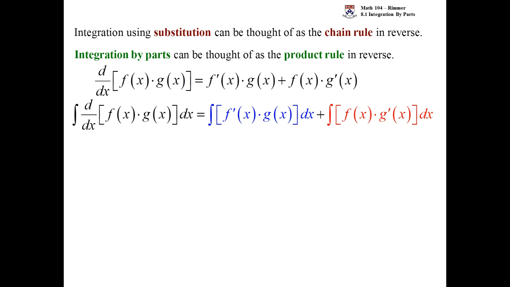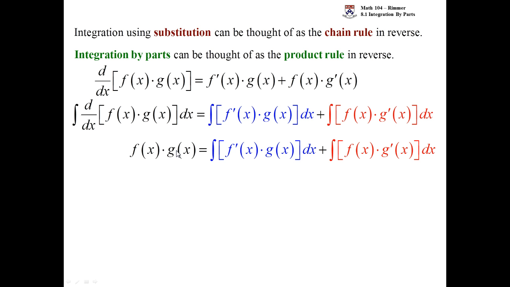Now, we know from the fundamental theorem of calculus that on the left, when you integrate a derivative, what you get out is just the integrand. And so these two cancel each other out, and so on the left hand side we'll have f times g. On the right hand side we just have two integrals. I've made them different colors here so we can identify one from the other.